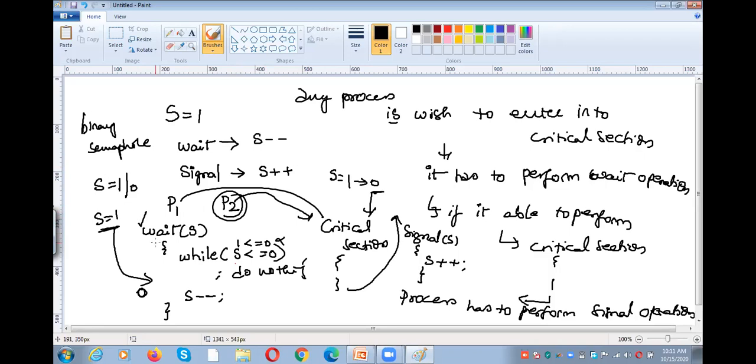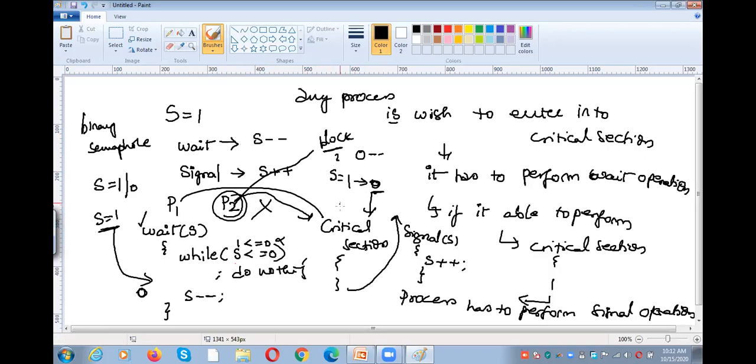P2 needs to perform the wait operation. So wait of S means, here what is the value of S? 0. So we cannot perform the wait operation. P2 cannot perform the wait operation. Why? Because the semaphore value is already 0. We cannot decrement the 0 value, right? So what does P2 have to do? P2 needs to block, right?